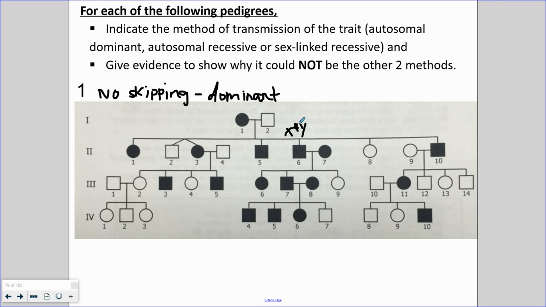Now, dad can only donate this to all his daughters because he donates the Y to the sons. So if he has daughters and this is an X-linked disease, all his daughters have to have it because they would get the dominant allele. So let's look. This daughter has it. This daughter doesn't count because she's married into the family. This daughter doesn't have it. She does not have a dominant gene. So I'm going to say, because of this right here, this is not X-linked.